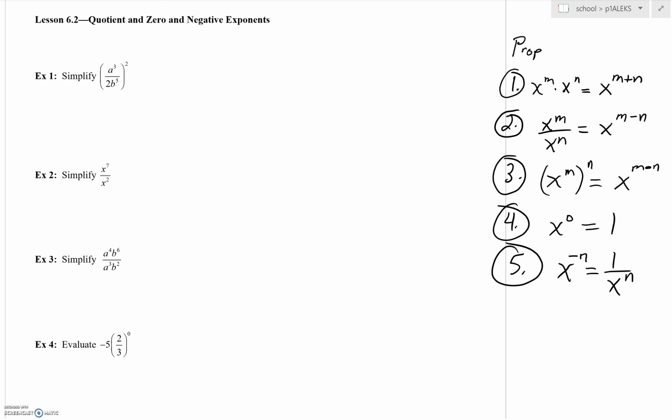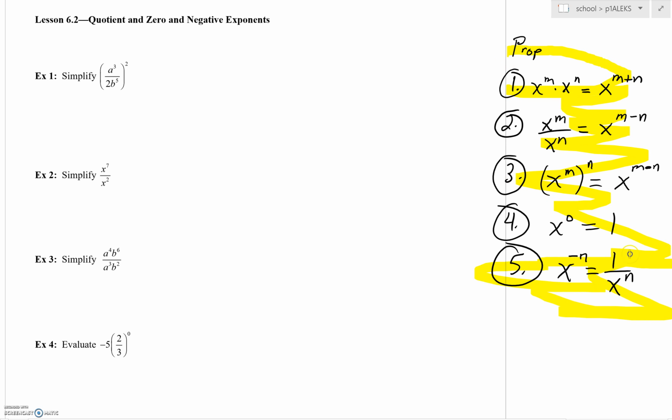Algebra 2, Lesson 6.2. I'd just like for us to review some properties here, properties 1 through 5, which I'm highlighting over here. Without a doubt, this is what we're going to be using extensively throughout 6.2 and 6.3, so I just want to make sure that we know these properties very well.